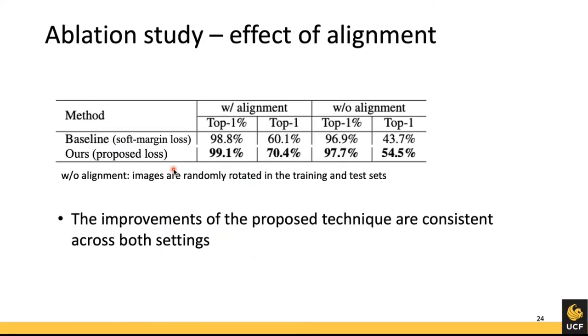We also studied the effect of the alignment information. In the experiment, we have two settings: one with alignment, the other without alignment information. Without alignment means we randomly rotate the aerial images in the training and test sets to destroy the alignment information. As you can see from the results, the proposed loss consistently improves on the baseline, which just uses the normal soft margin loss, by a considerable margin.